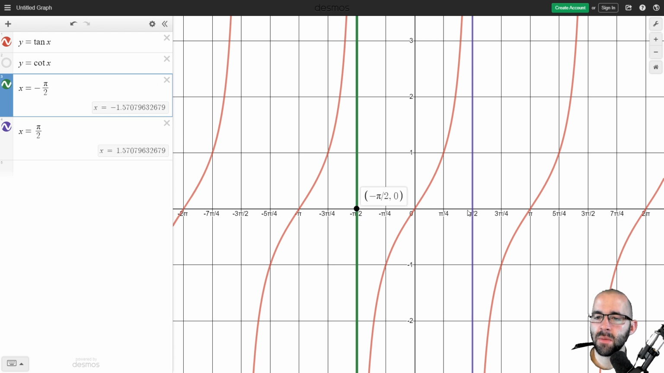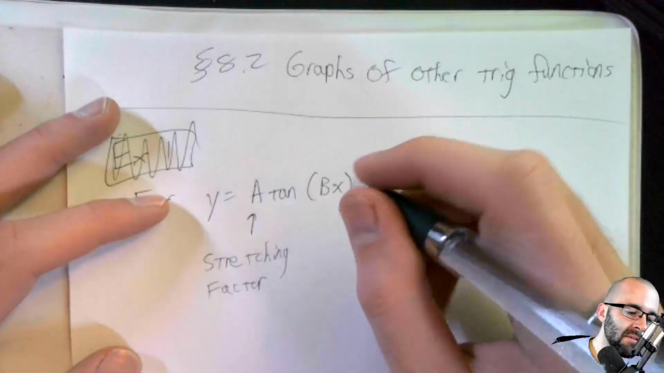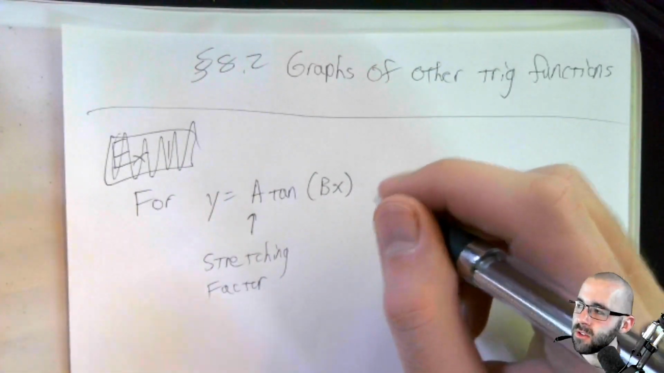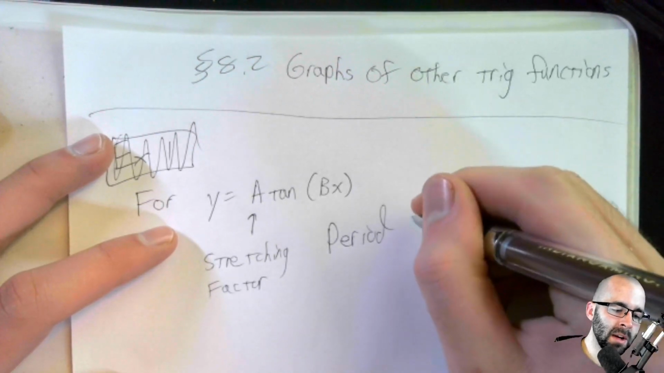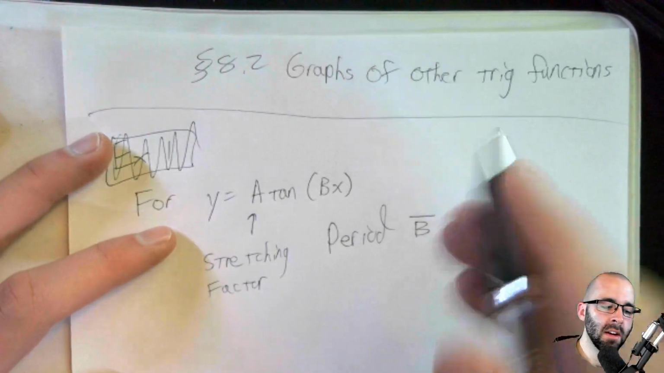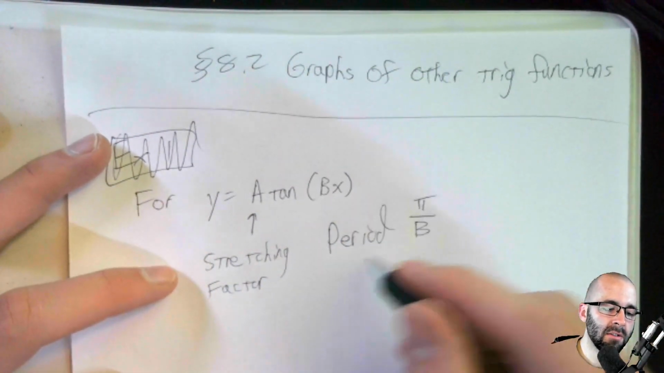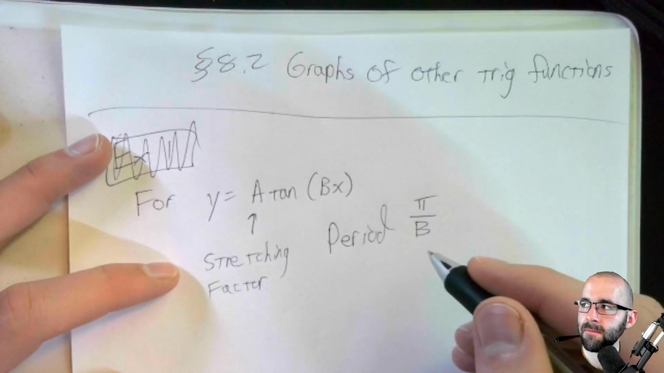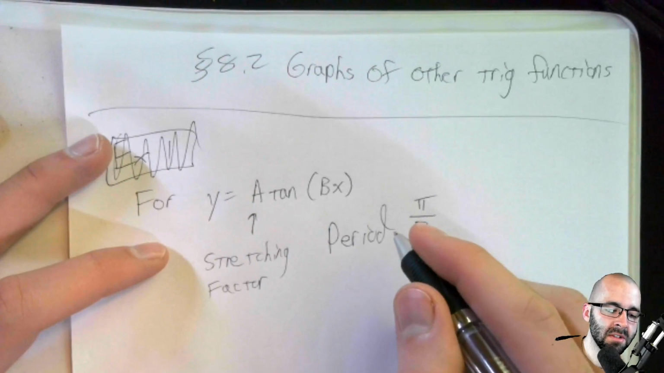So what's the distance between these two lines? Pi over 2 and negative pi over 2, the distance is pi. So just very, very similar to sines and cosines, the period here is going to be the normal period, and with sines and cosines it was 2 pi divided by b. But because the period of a normal tangent function is just pi, here our formula for period is going to be pi over b. So those are two things that we're going to talk about for tangents.